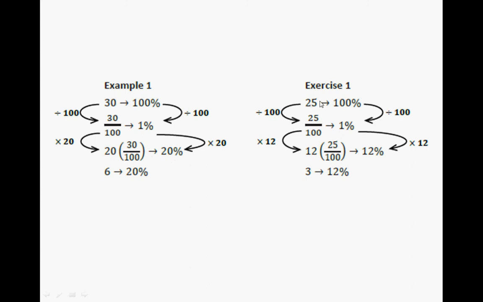The same thing here. If 25 corresponds to 100%, divide by 100, so we get 25 over 100. 100% becomes 1%, and then multiply by 12. 12 times 25 divided by 100 is 3, and 12 times 1% is 12%. So 3 corresponds with 12%.